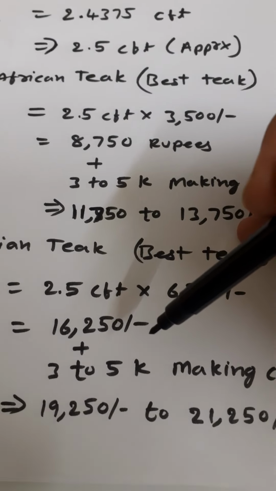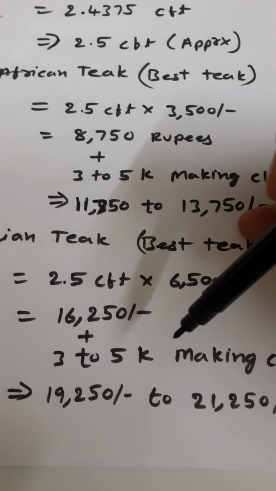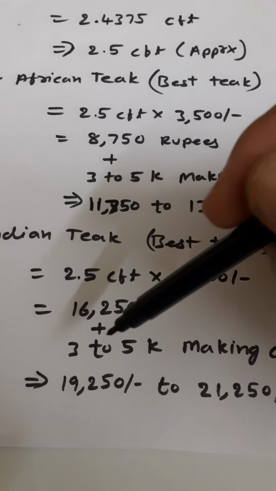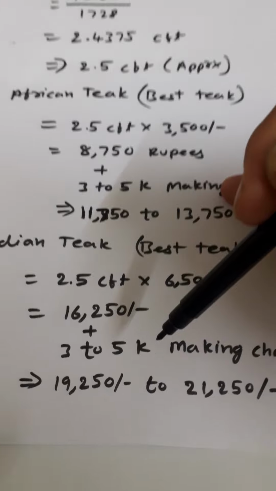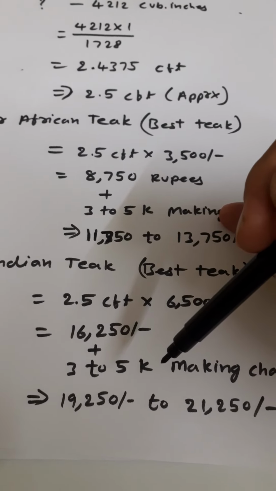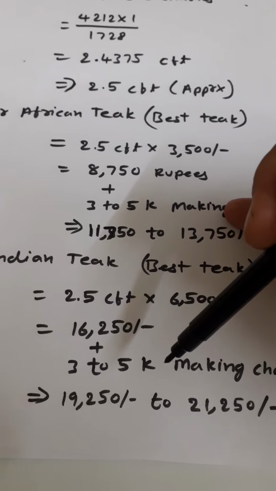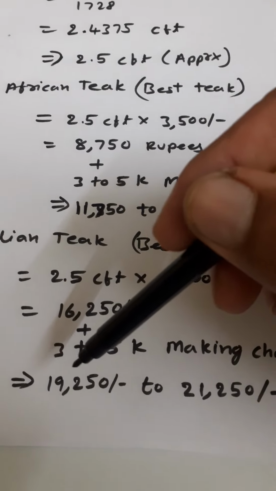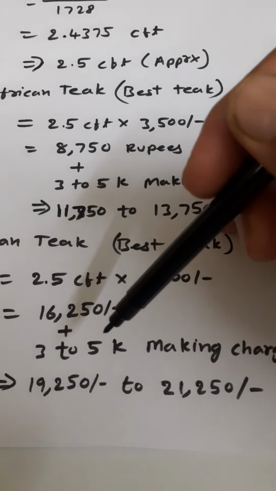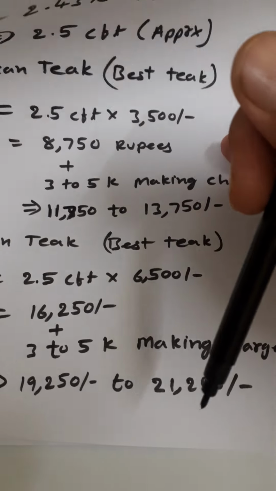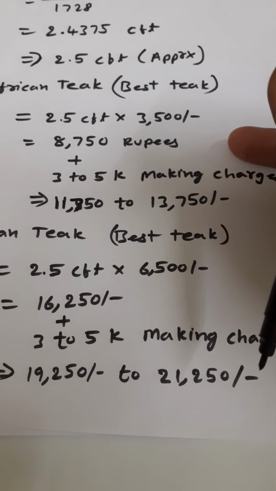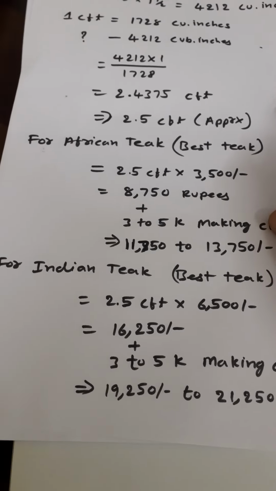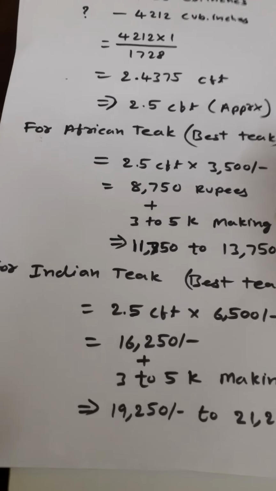And for this again we need to add the making charges. That means the carpenter will charge some money for making the door shutter. So it may range anywhere between 3000 rupees to 5000 rupees for an ordinary regular design. If we are going for any computer design like CNC machine and all, it will cost a little higher. So 16,250 rupees plus 3,000 rupees will come up to 19,250 rupees. If the making charges is about 5,000 rupees, it will come up to 21,250 rupees. So roughly about 21,000 rupees, we can get an Indian teak door shutter.